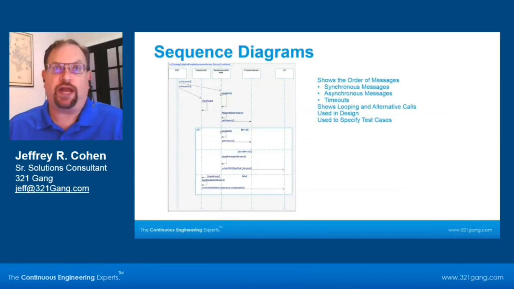The line with an open arrowhead, EV power on, for example, that shows an asynchronous call. It happens at the caller's context, but it's handled in the receiver's context. That's as opposed to something like get pressure between the back pressure monitor and the pressure sensor. That is a synchronous call, and that happens at the caller's context, and the callee responds to it immediately.